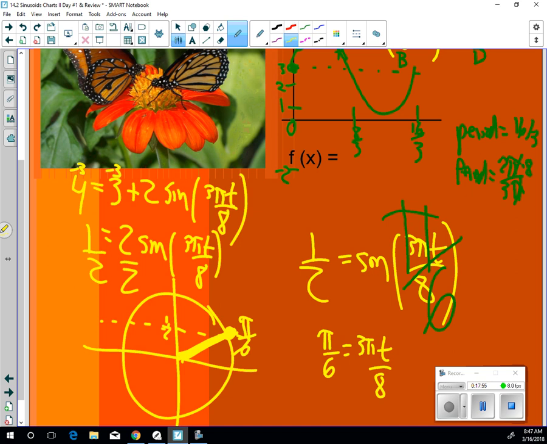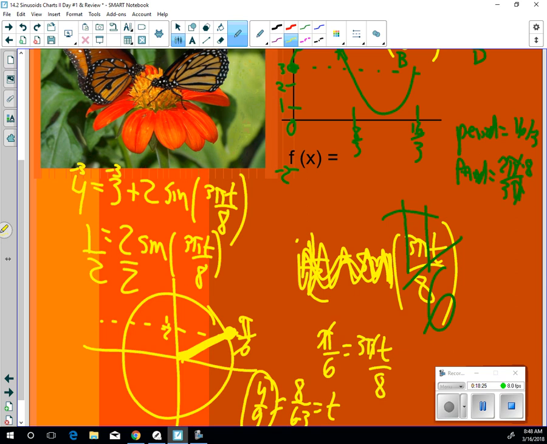So if you covered it up, the sine of pi over 6 would give me 1/2. So why not forget about all this junk and just say that 3 pi t over 8 is 1/2. And so the pi's will cancel. You're going to get 8, let's see, over 6 times 3 is equal to t. 8 over 18 is just going to be 4/9.